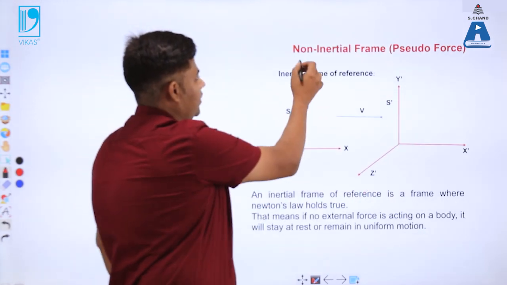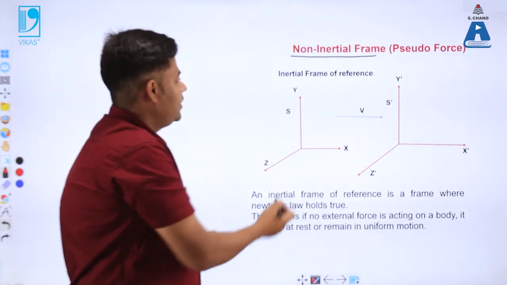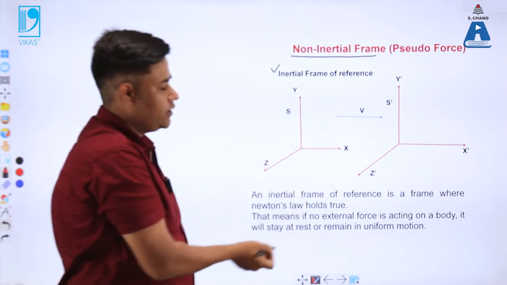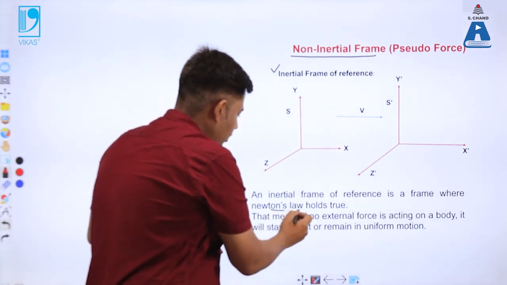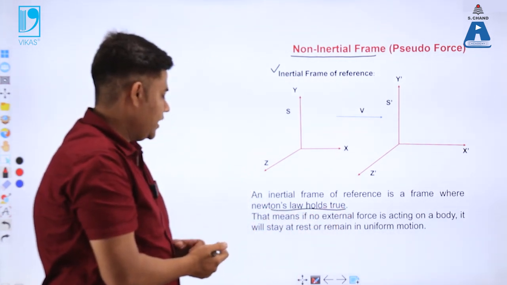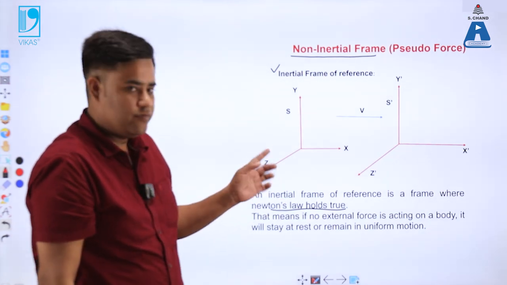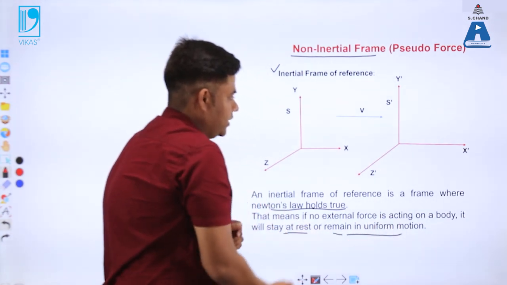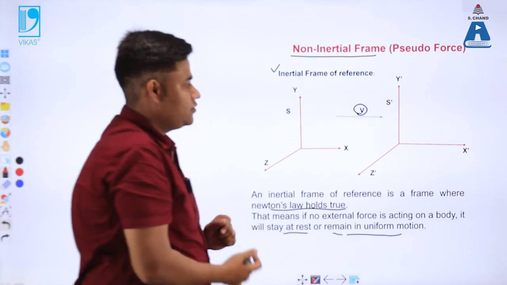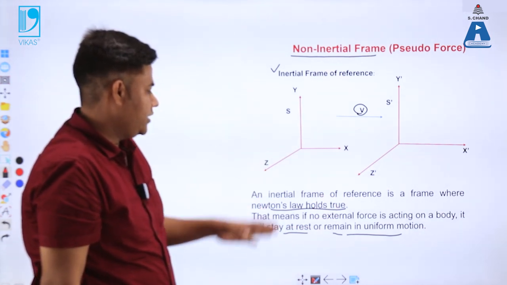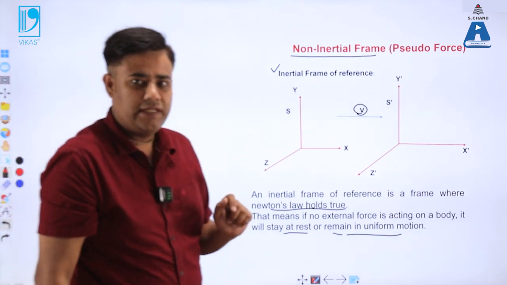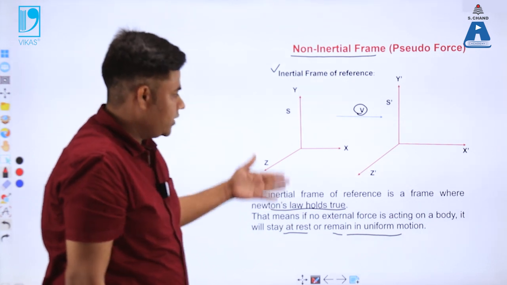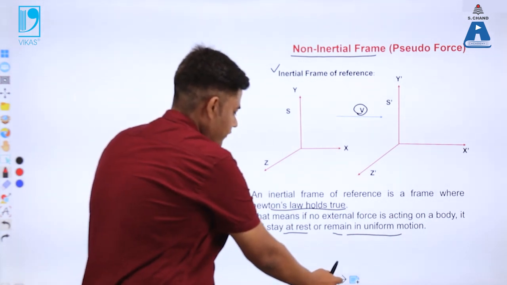Before coming to the non-inertial frame of references, let us understand what an inertial frame of reference is. An inertial frame of reference is that particular frame of reference in which Newton's law of motion holds true. That means there is no external force acting on a body and it would stay at rest or in uniform motion. That means we have a constant velocity and we don't have any external force acting on the body. This particular situation is called an inertial frame of reference.